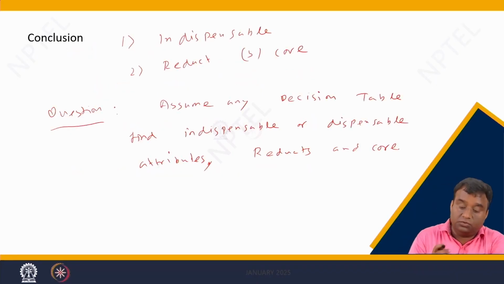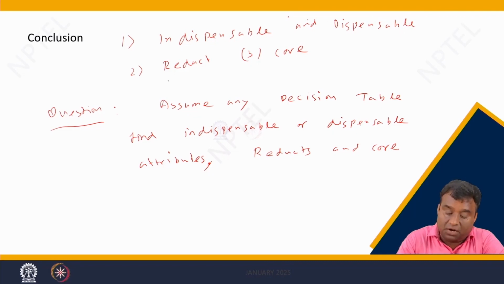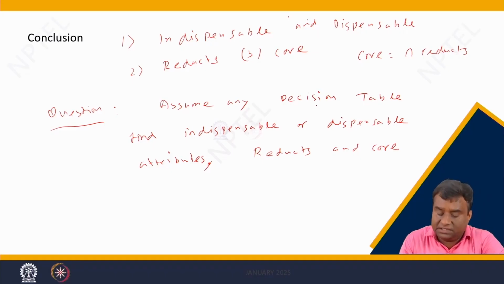So now the conclusion. In this class we have understood the concept of indispensable and dispensable. We also understood the concept of reducts and core, where core is equal to the intersection of all reducts. The question for today's class is that you can assume any decision table and find indispensable or dispensable attributes, reduct and core.